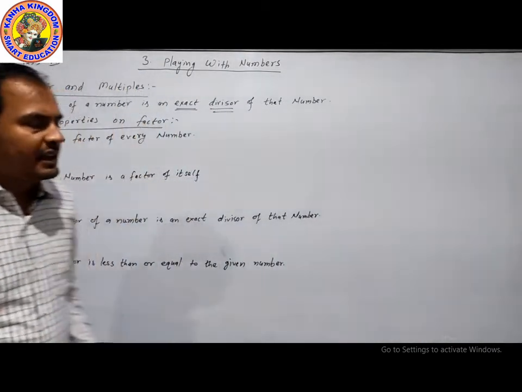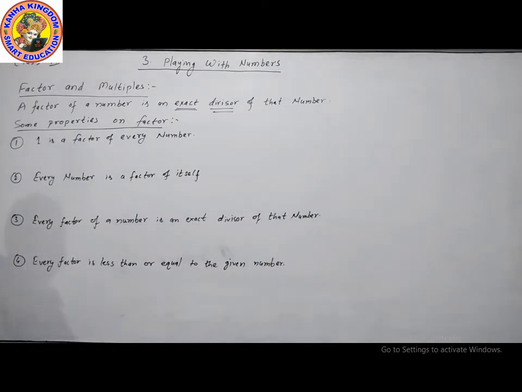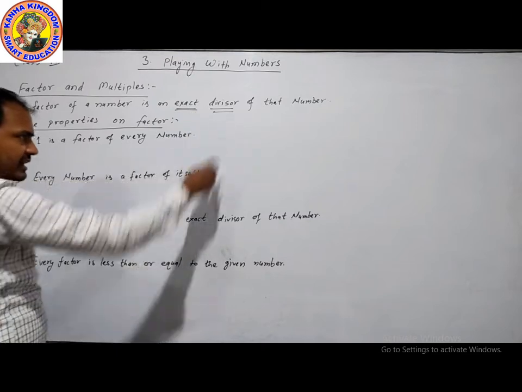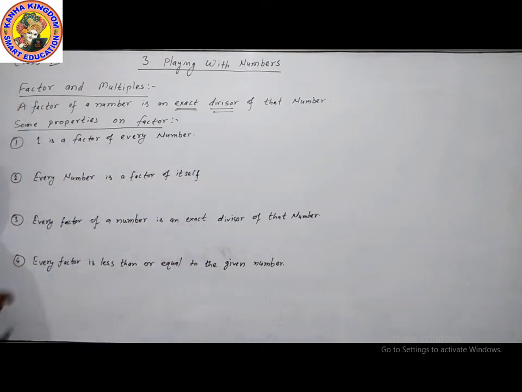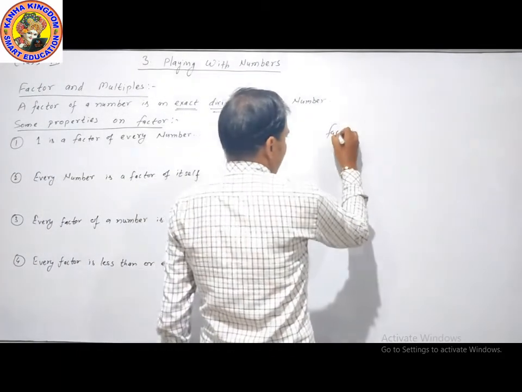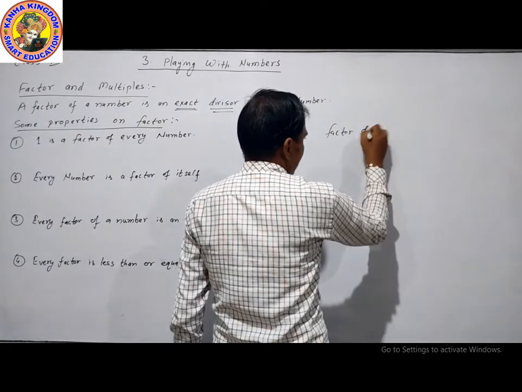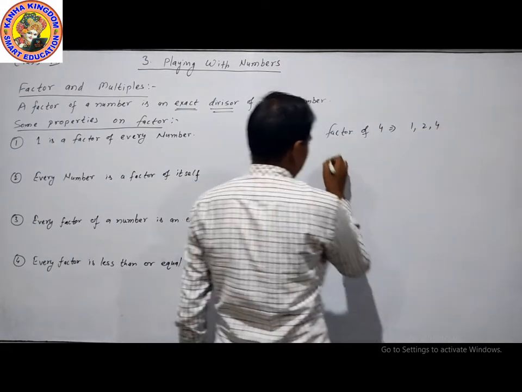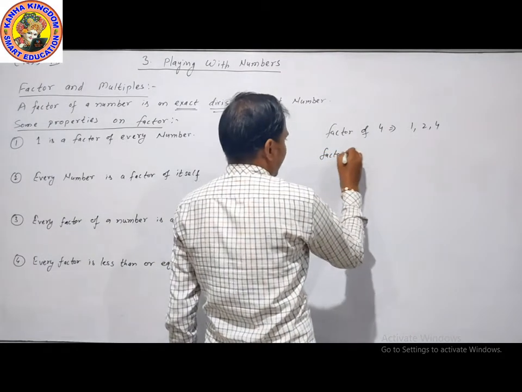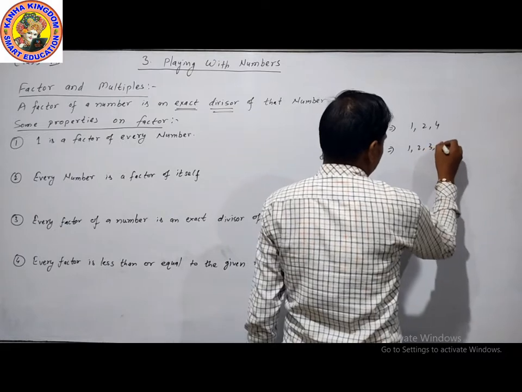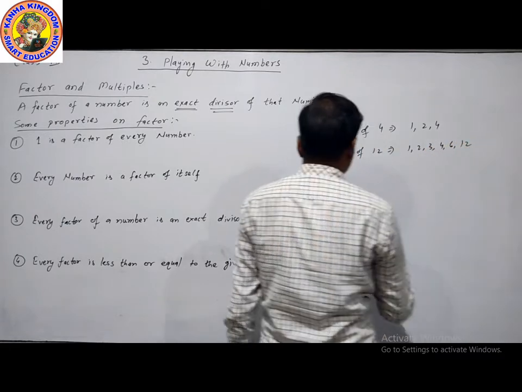Now our next topic is some properties on factor. What is a factor? Factor of a number is an exact divisor of that number. First property: 1 is the factor of every number. Let's see some examples. We check factors. Factor of 4: the solution is 1, 2 and 4. Factor of 12: 1, 2, 3, 4, 6 and 12.